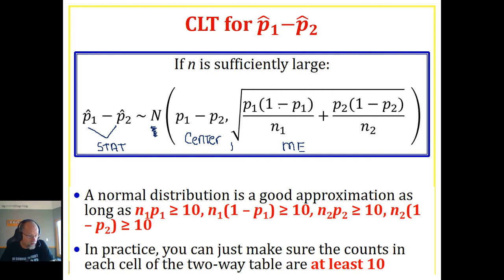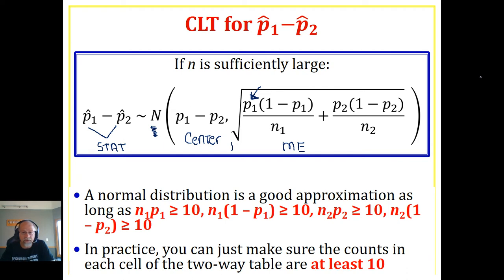Now, one of the things we want to understand is that these p values here stand for our population parameters. However, we don't know the population parameters, so we are going to change these out with p hats, like we did in the last formula.